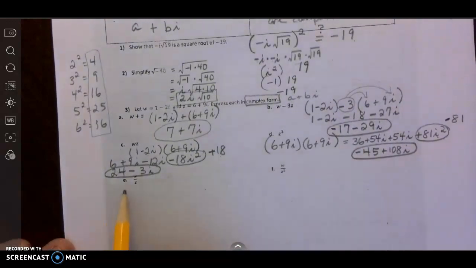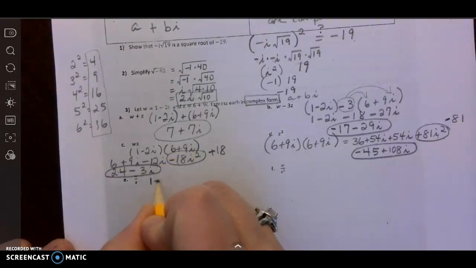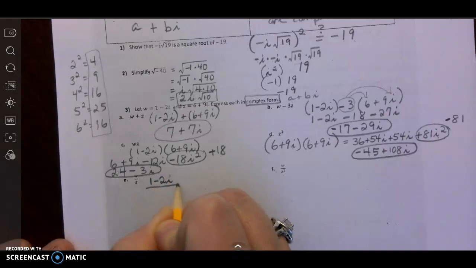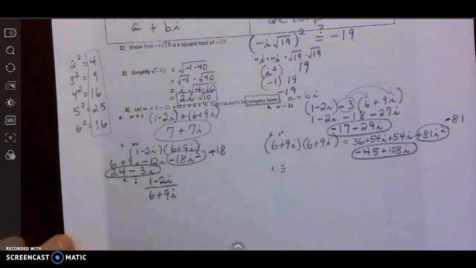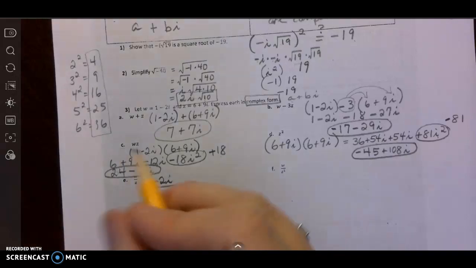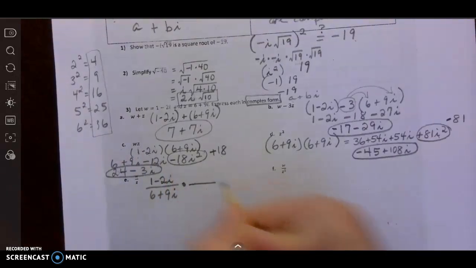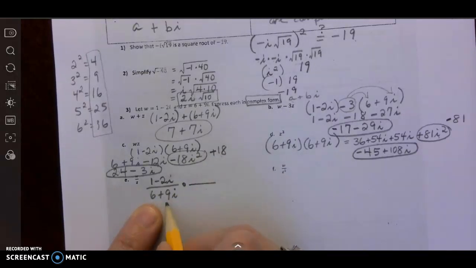Let's go to letter E. W divided by Z. W is 1 minus 2i divided by Z, which is 6 plus 9i. Now, it'd be great if we could just leave this like this. However, since i is a square root, we have to rationalize the denominator. And the way you rationalize a denominator with complex numbers is you multiply the numerator and denominator by the complex conjugate of the denominator. Complex conjugate would be 6 minus 9i.